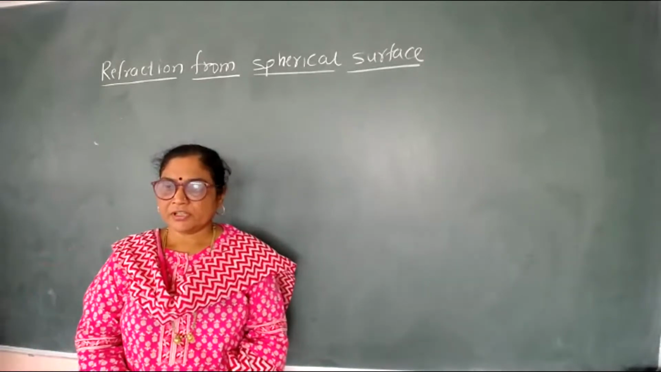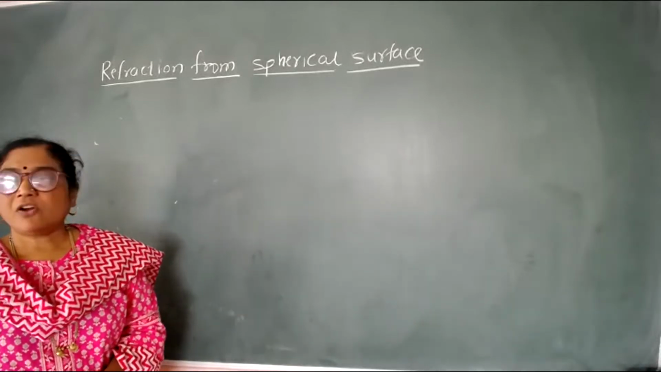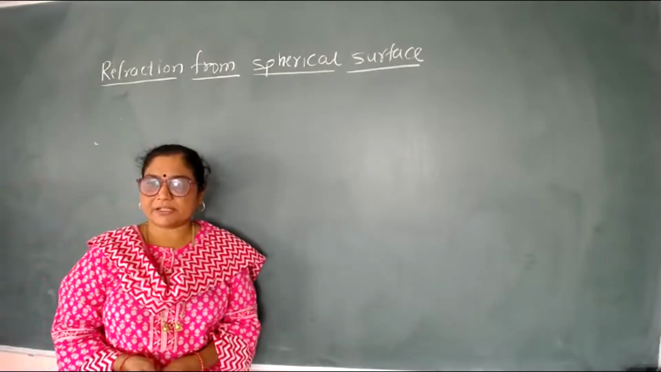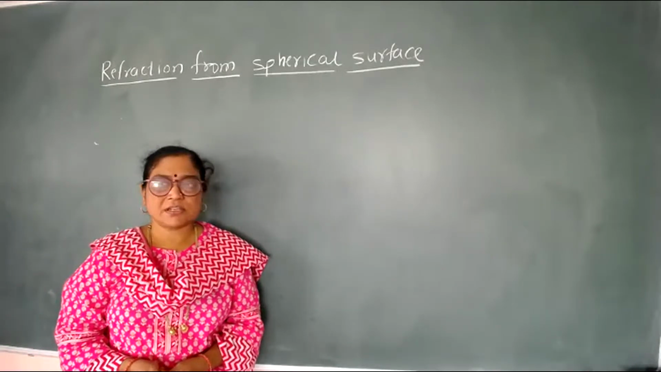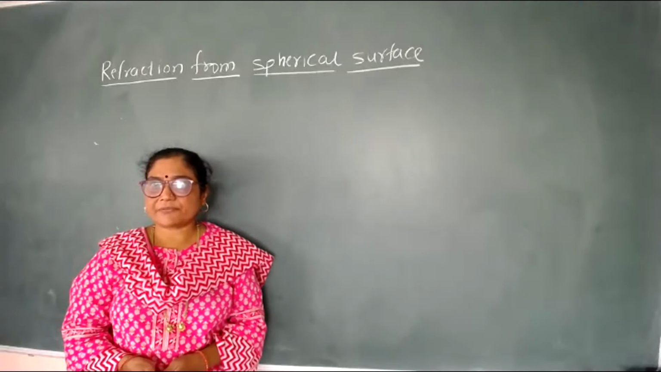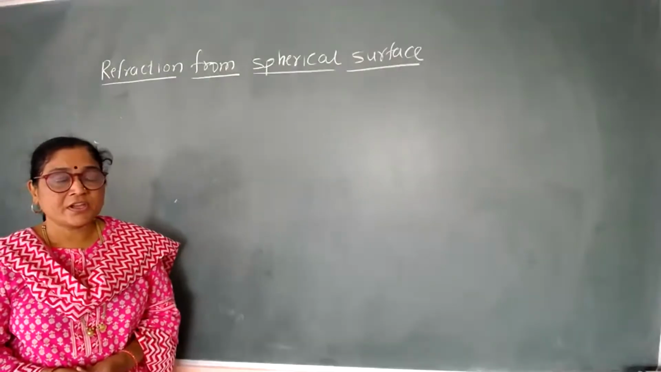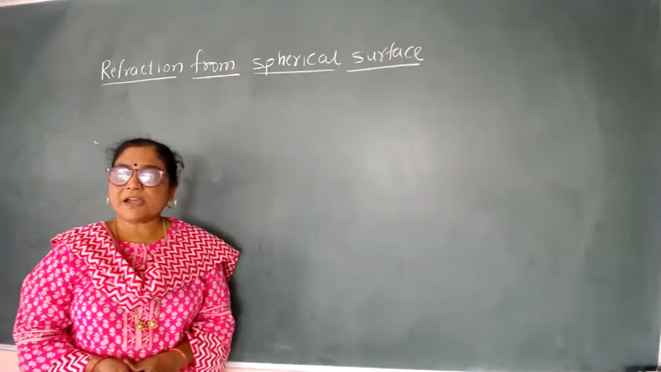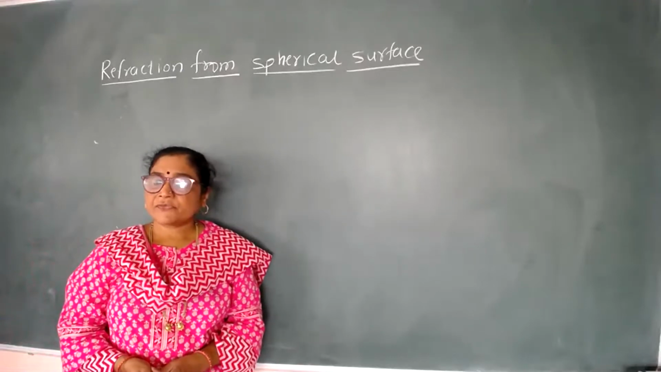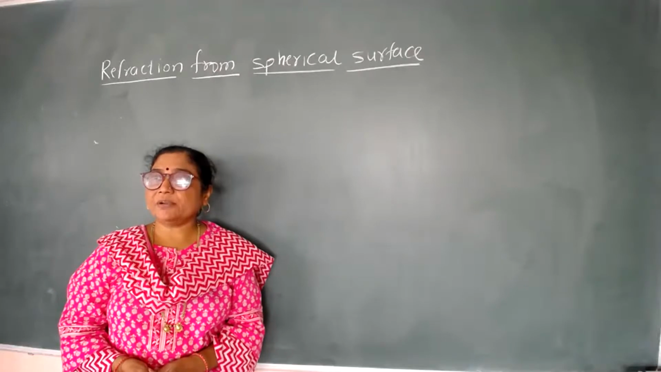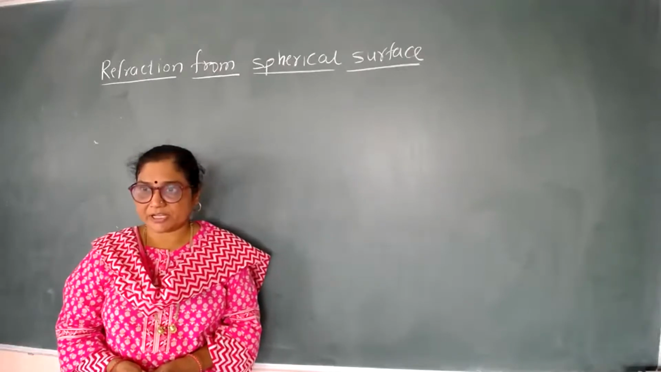Good morning. In the last class, we studied refraction through the spherical surface. And we know that there are two spherical surfaces. One is known as a convex spherical surface and another one is known as a concave spherical surface. As well as we studied the lenses. A lens is an optical medium which is bounded by one spherical surface or two spherical surfaces.